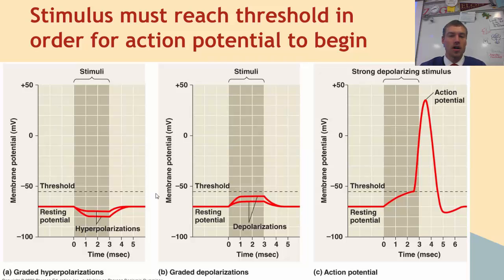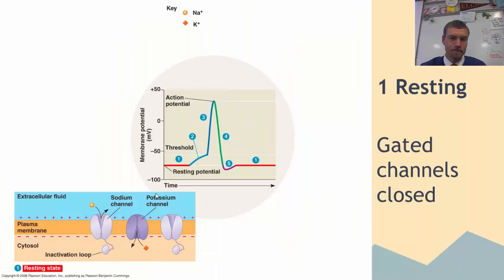Or we can have a strong depolarizing stimulus that is actually going to get us up to that threshold level that is then going to initiate the action potential, which is going to propagate the signal. The depolarizations will send a signal a little ways, but they don't send it far enough to reach the synapse and then be able to trigger the next neuron to actually act.